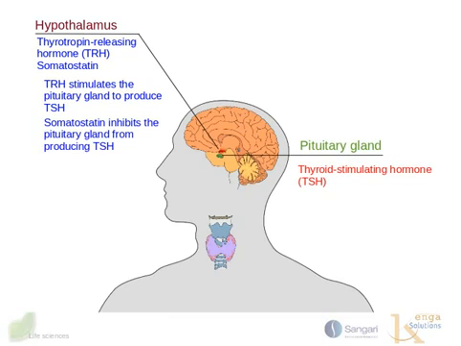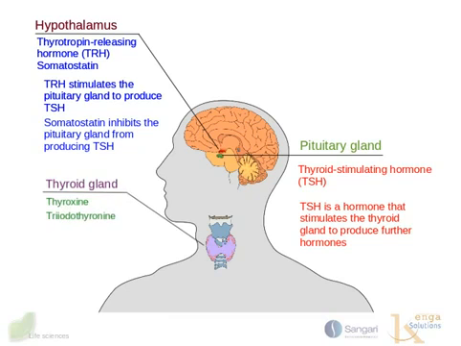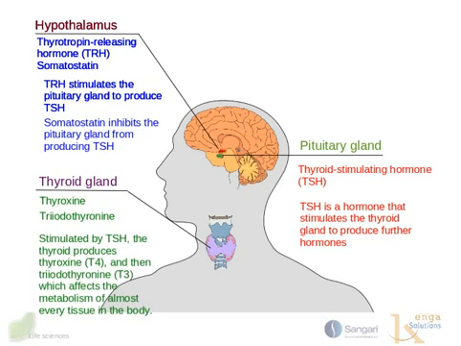Next, let us look at the pituitary gland. TSH, thyroid-stimulating hormone, is a hormone that stimulates the thyroid gland to produce further hormones. Now to the thyroid. Stimulated by TSH, the thyroid produces thyroxine, T4, and then triiodothyronine, T3, which affects the metabolism of almost every tissue in the body.